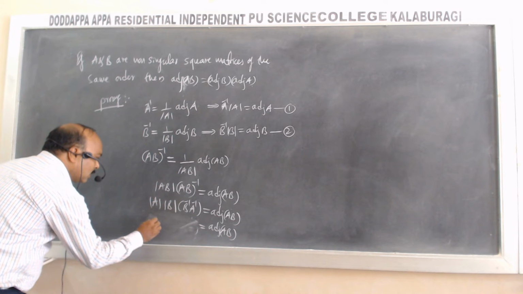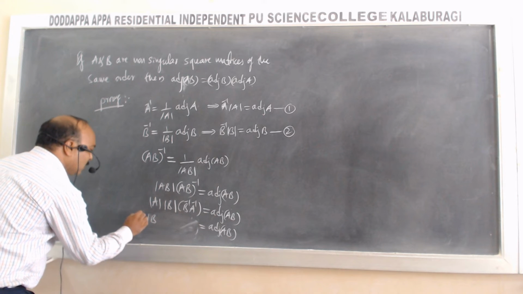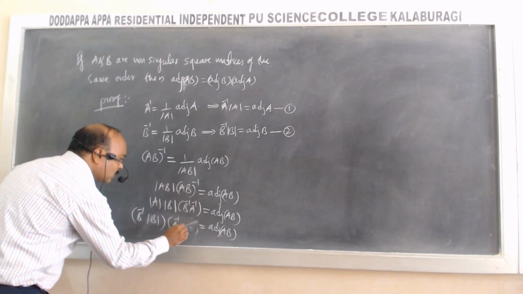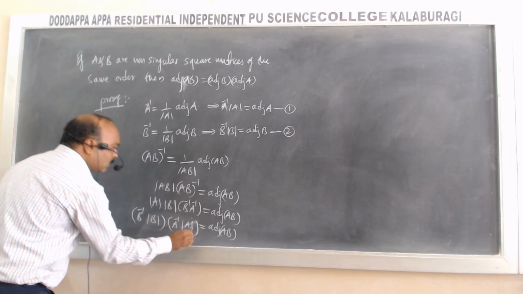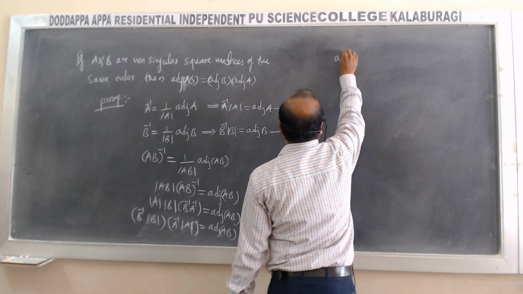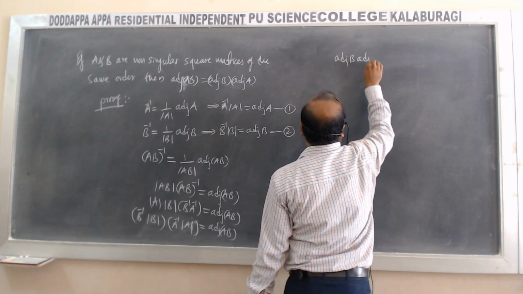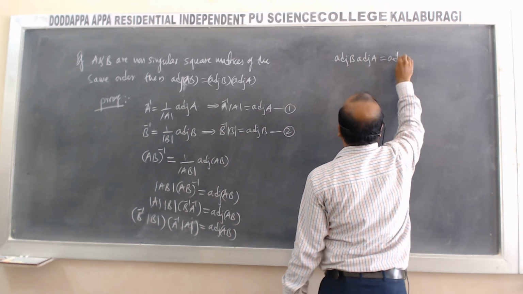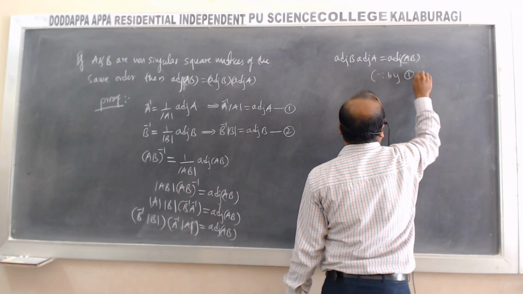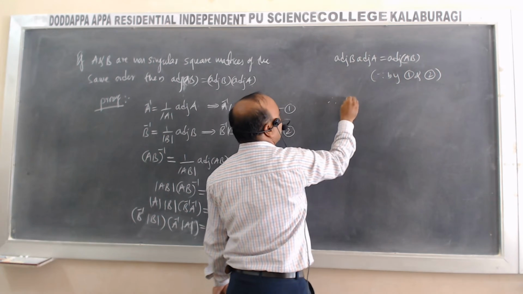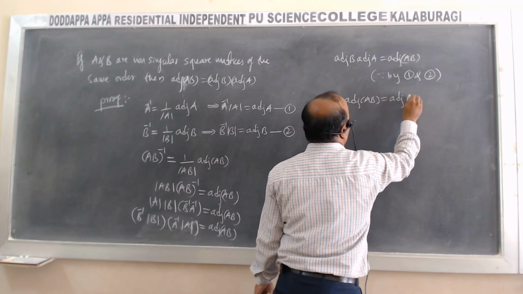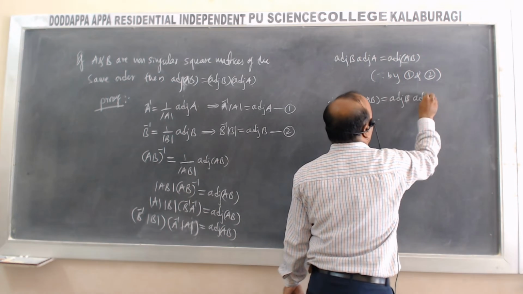First we write it is determinant of B inverse into determinant of B into A inverse into determinant of A. Now we can use equation 1 and 2 here. We get it is nothing but adjoint of B into adjoint of A. It is equal to adjoint of AB, because by 1 and 2. Therefore, we proved that adjoint of AB is always equal to adjoint of B into adjoint of A.